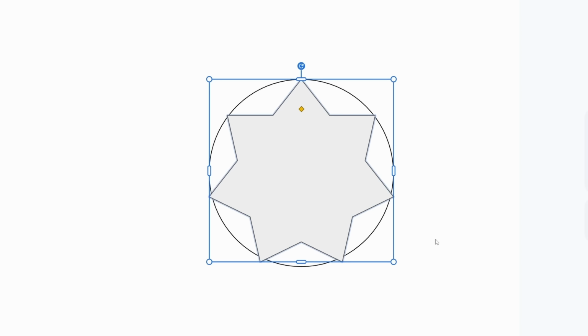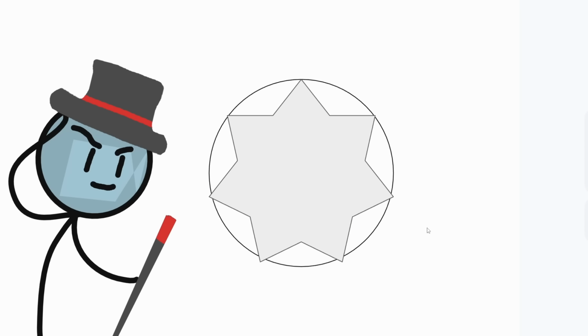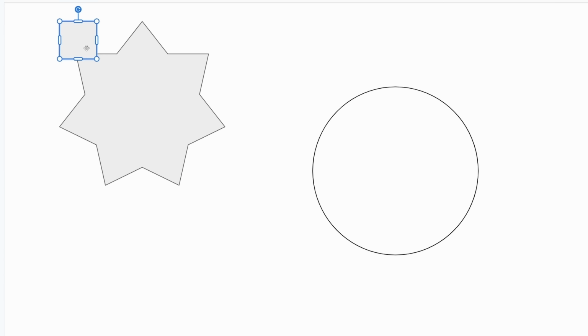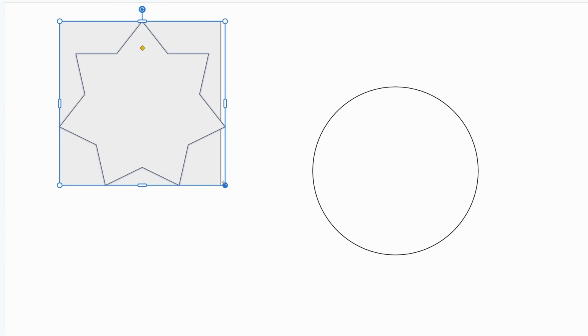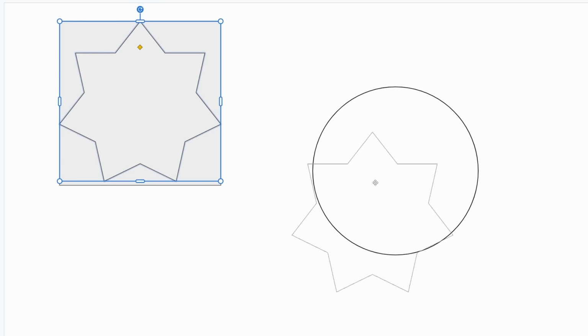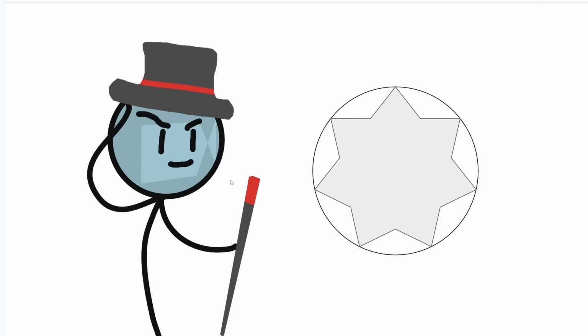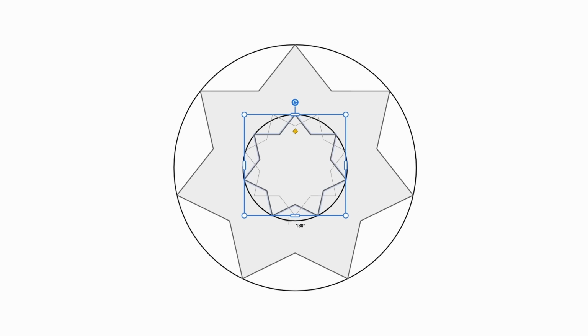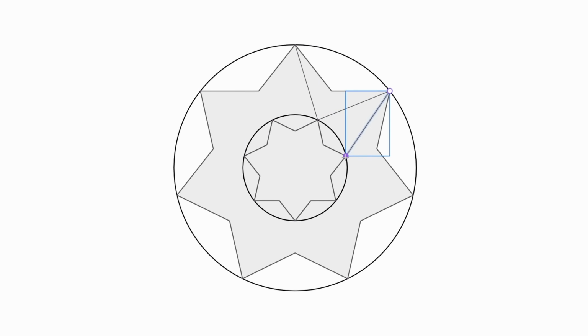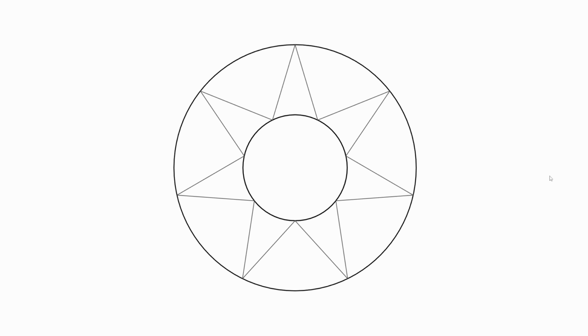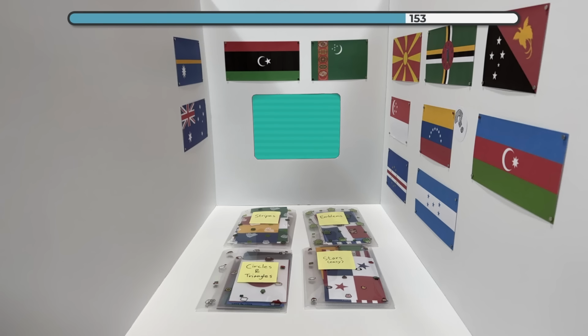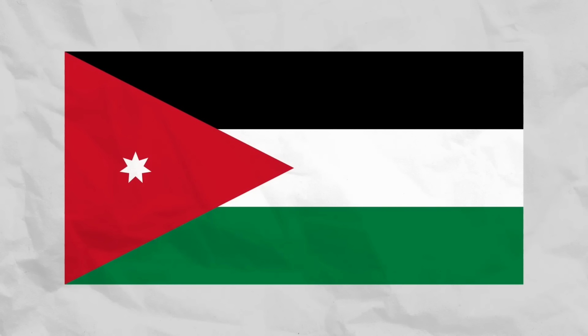A 7-point star as wide as the circle will poke out of the circle. But let's try my magic trick again. Draw a square as tall as the star. Make the star as wide as the square. Bring it back and bam! It's magic! After that, we just do the rotation trick for the inner 7 points. And it's constructible. And the same trick would work for Jordan.